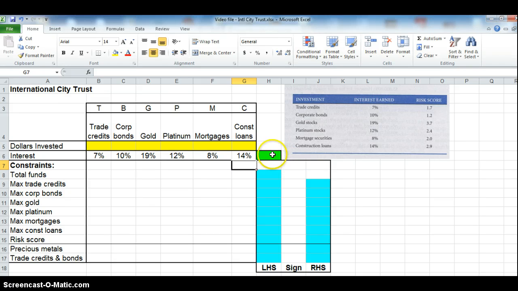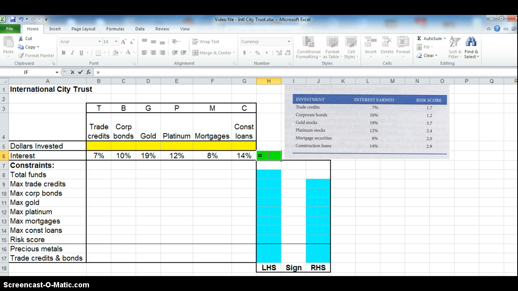So we're ready to write our objective function. Our objective function is, what will the return be? We're going to be solving for how much money we should invest in trade credits. So it's going to be however much we invest in trade credits multiplied by the 7% return we expect, plus however much we invest in corporate bonds multiplied by the 10% return we expect, the amount that we invest in gold times the 19% we expect to get a return for gold, and so on.